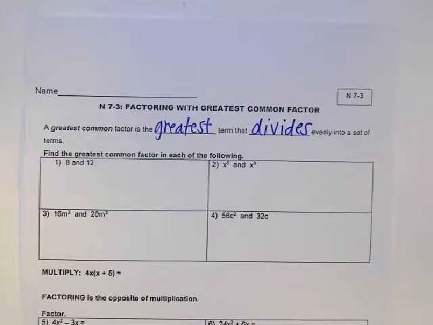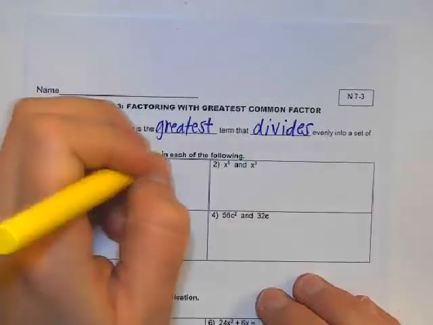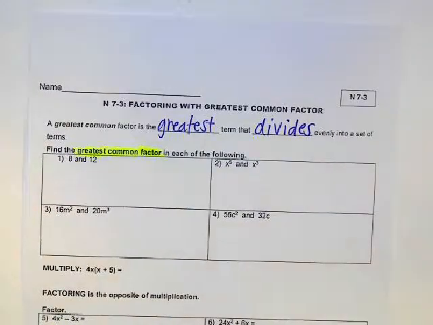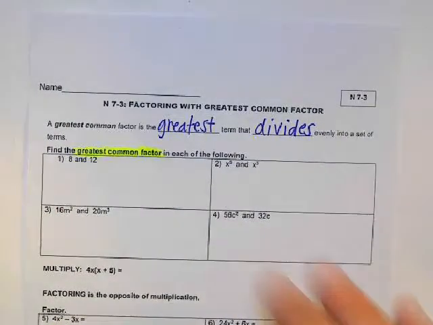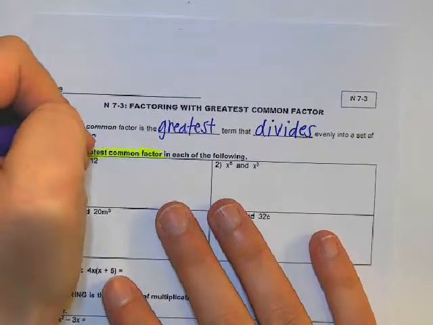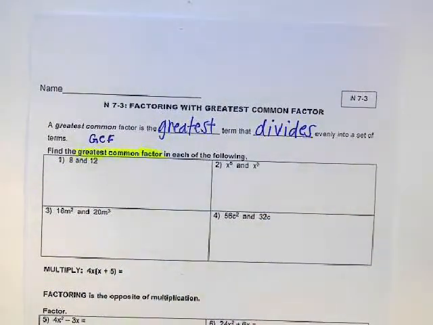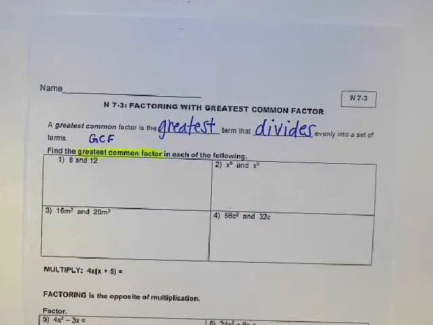It says find the greatest common factor. That's our keyword today, greatest common factor. I'm going to call it GCF, which is what I'm calling greatest common factor. So it says find the greatest common factor in each of the following.